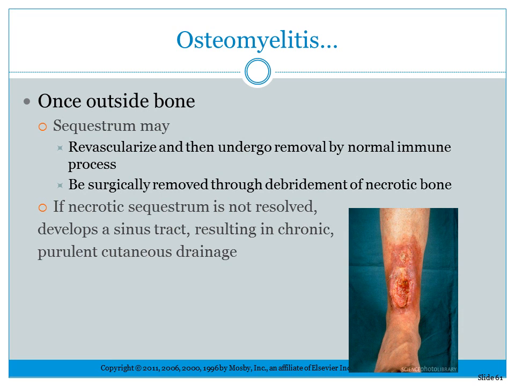Once outside the bone, the sequestrum may actually revascularize and resolve through normal immune process, or it might need to be surgically removed through debridement of the necrotic bone itself. However, if the necrotic sequestrum is not resolved and removed, it will end up developing a tunneling and a sinus tract, which results in chronic, purulent, and cutaneous drainage.